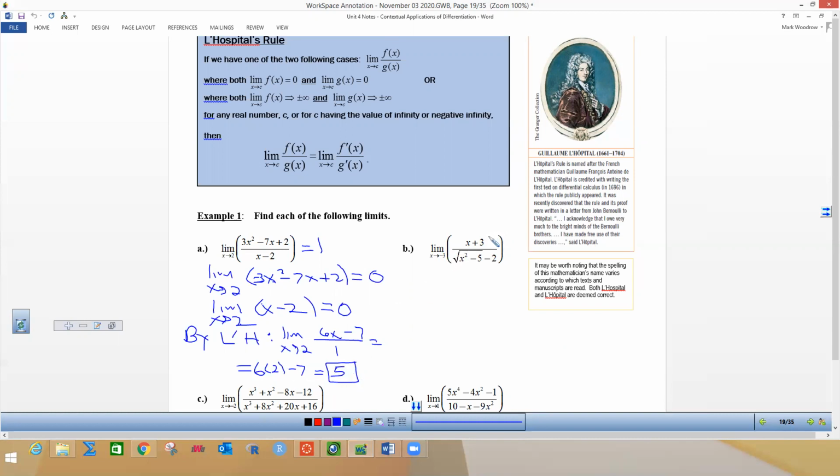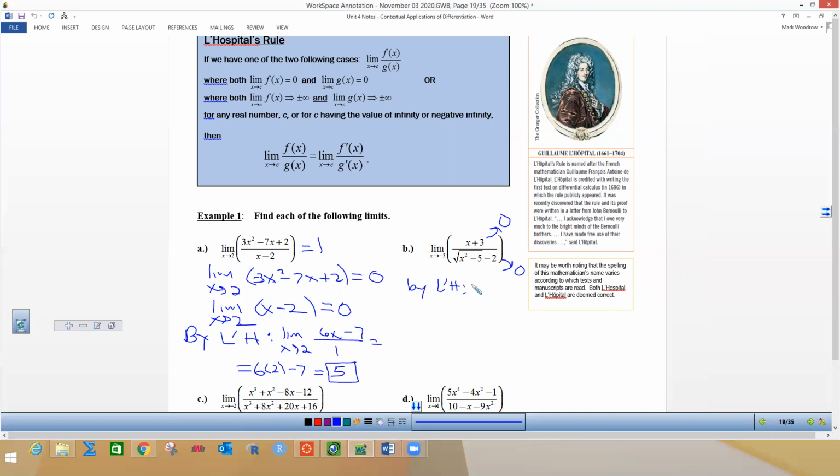So again, you're going to show that if you plug in -3 there, the top goes to 0. And you plug -3 in there, squared is 9, 9 minus 5 is 4, the square root of 4 is 2, and 2 minus 2 goes to 0. You would show it like this. But then we would say by L'Hopital, and I'm going to do the derivative of the top.